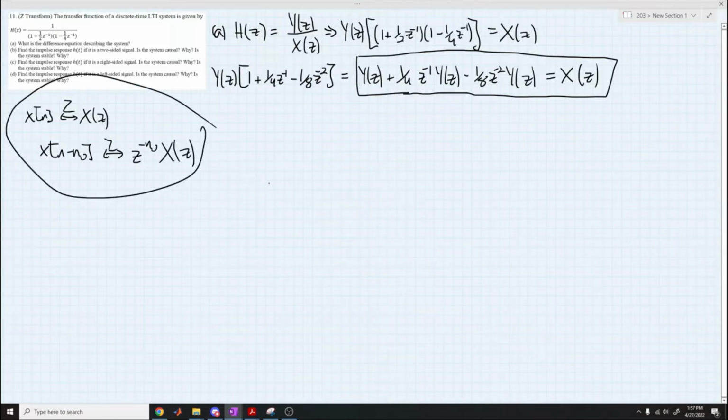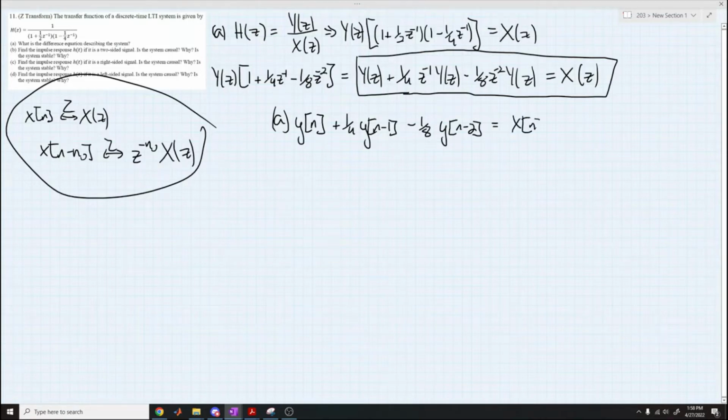And using this relationship right here, we can see that for part A, our difference equation is going to be y of n plus 1/4 y of n minus 1 minus 1/8 y of n minus 2, and that is equal to x of n. And I'm getting these time shifts right here. These correspond to this exponent right there.